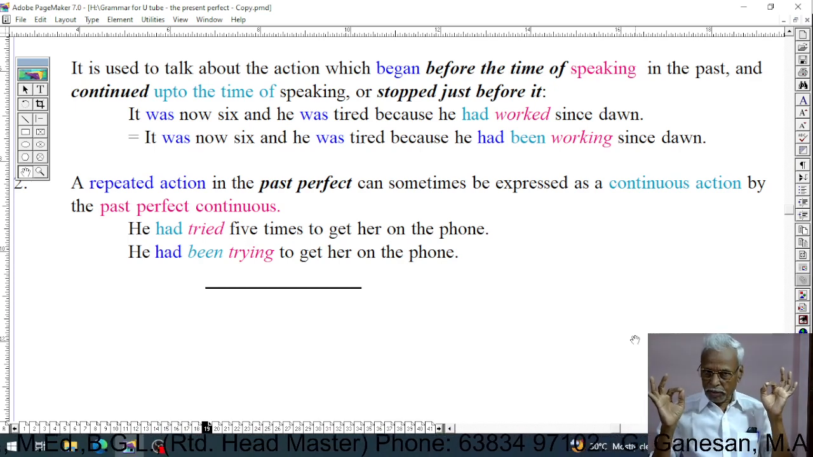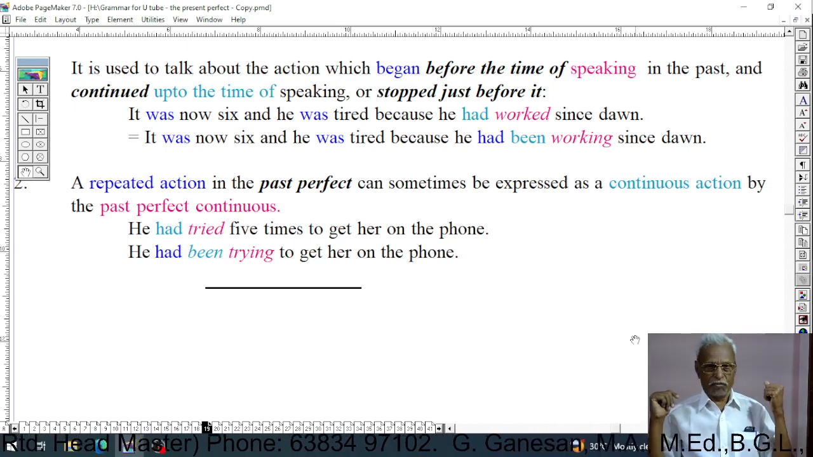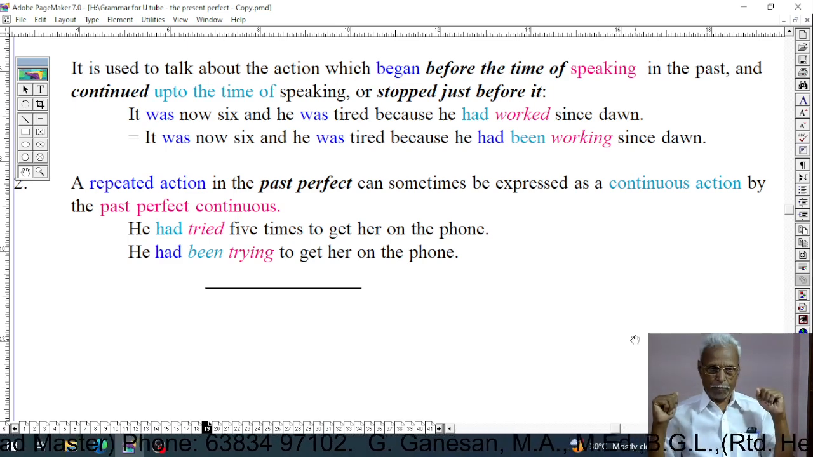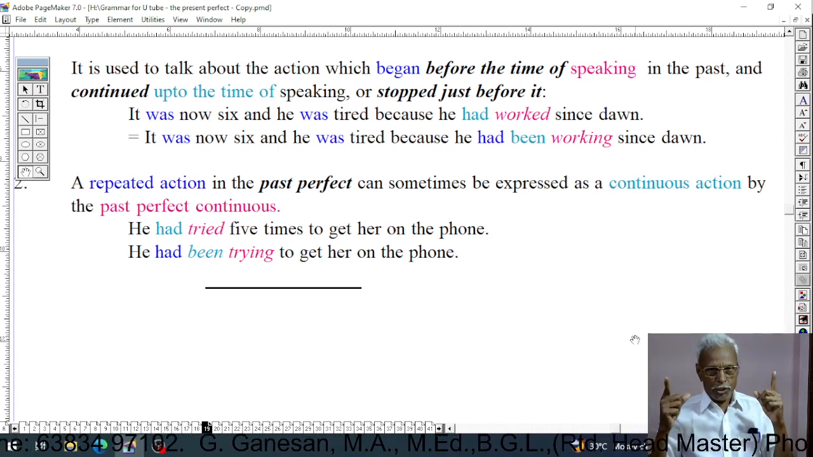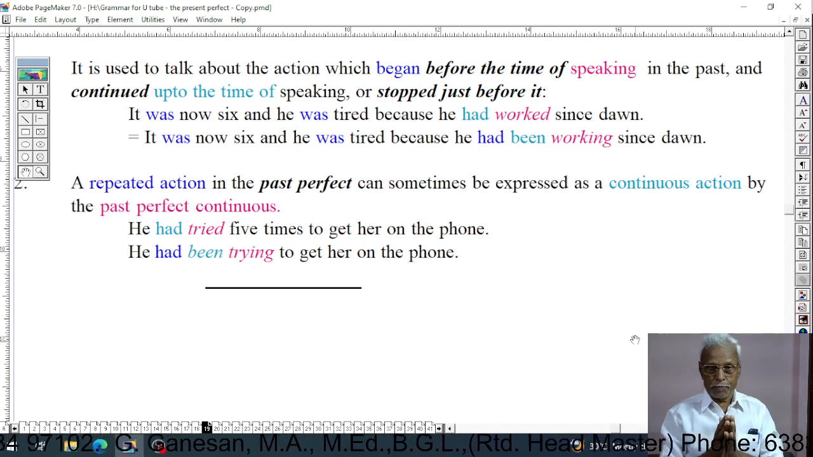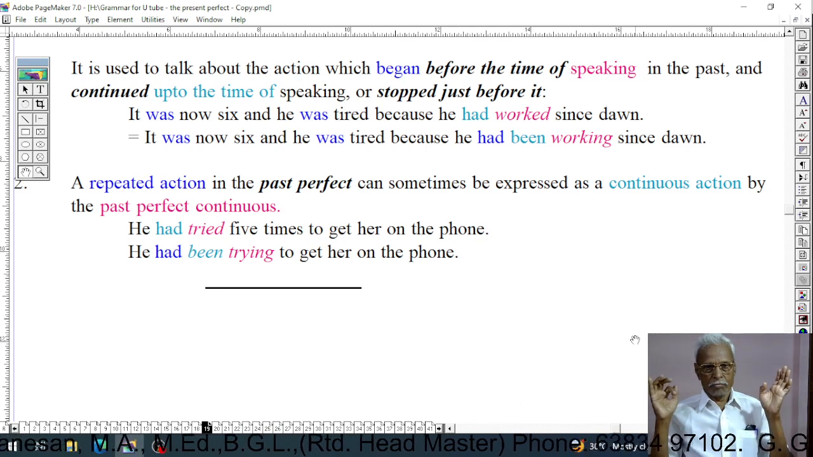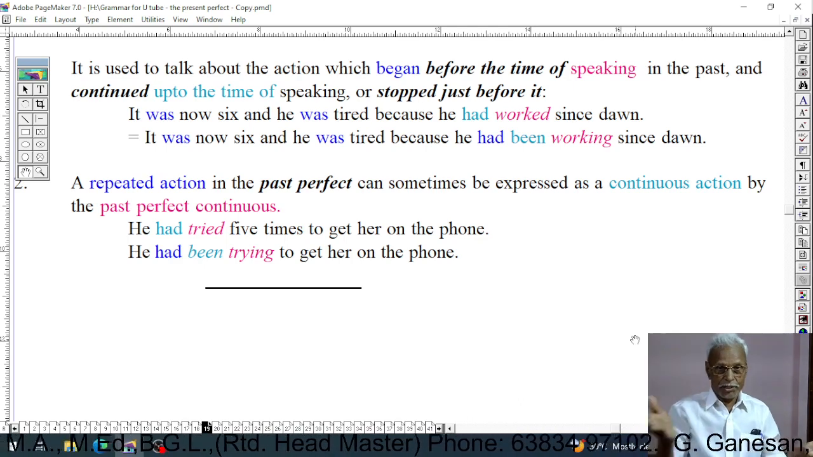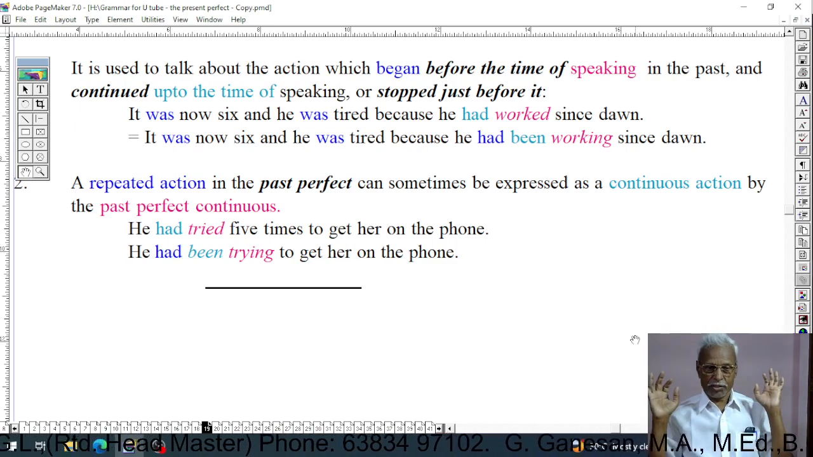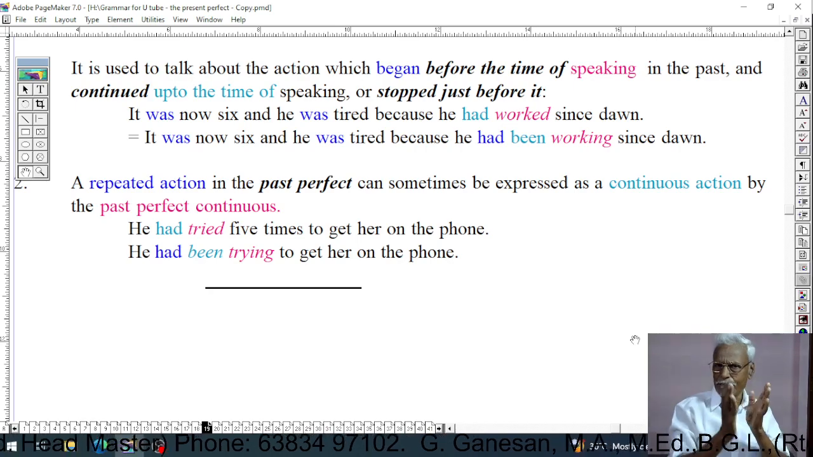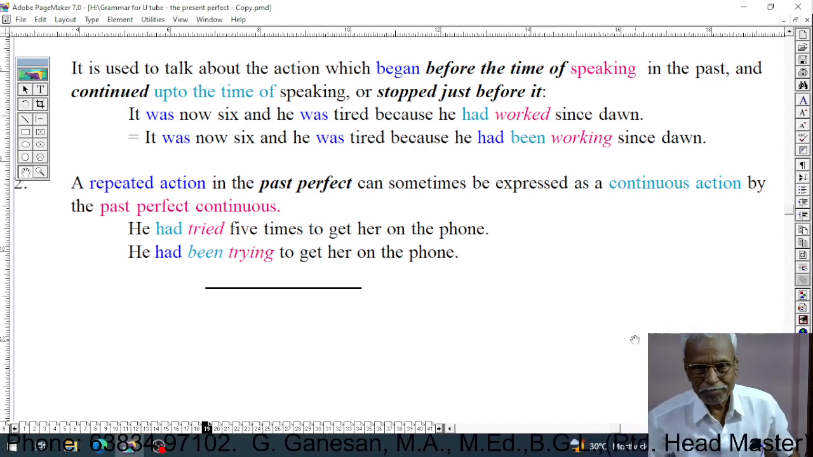See, he had tried 5 times to get her on the phone. It is simple perfect, past perfect. He had been trying to get her on the phone. Dear students, when we use the continuous tense, the time should not be mentioned. Even the times, anything. That adjunct referring to time should not be used in the continuous tense. In perfect tense, the adjunct may be used, but the time should not be used. That's all. Okay.